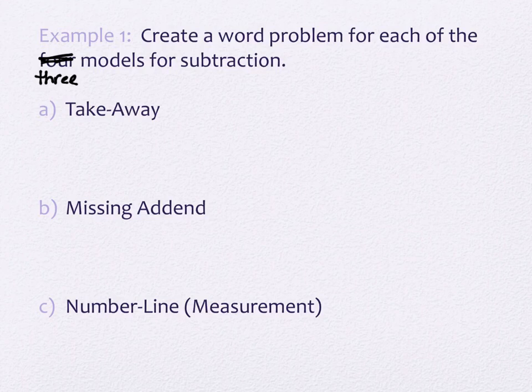All right, somebody tell me your one for takeaway. Emma had 18 cookies and Tom ate 11 of them. How many cookies does Emma have left? Good. All right, so we have cookies. So in all these examples, you should have something and then something gets removed from those something.